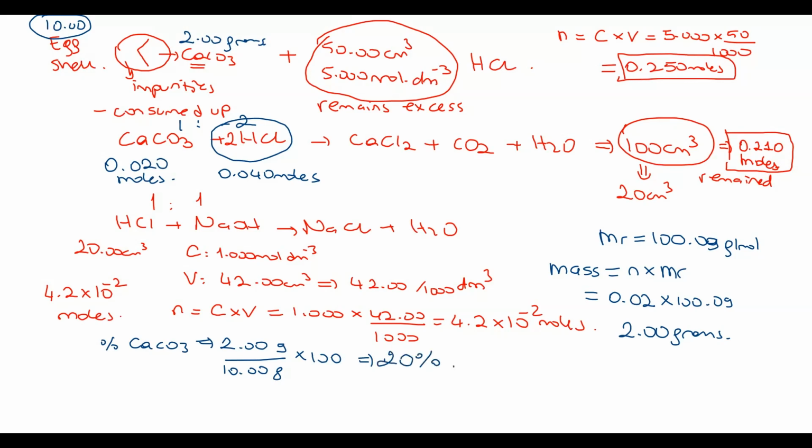This method is called back titration. It is actually a very useful method to determine the unknown amount of calcium carbonate in limestone or in the eggshell.